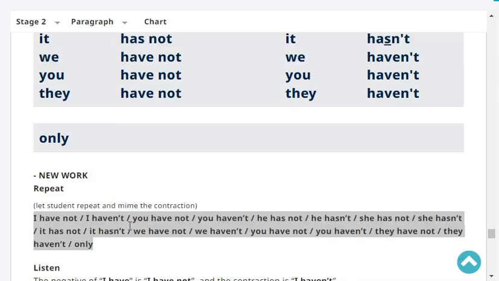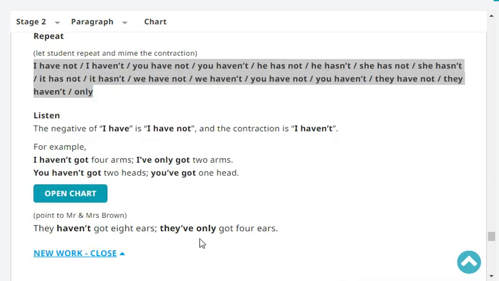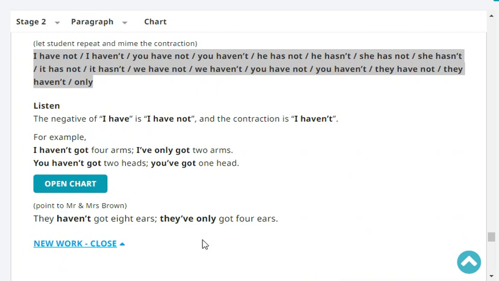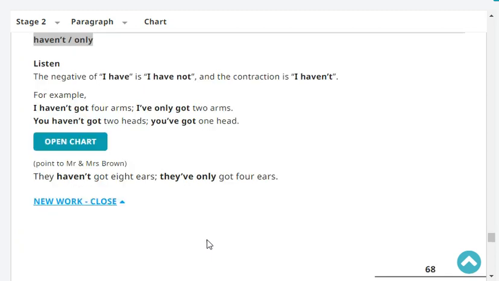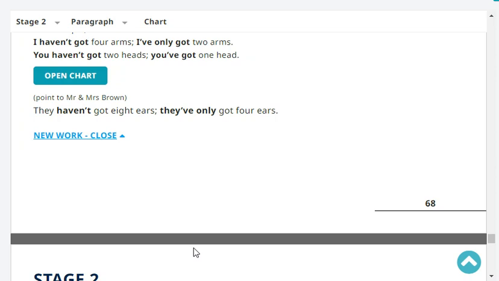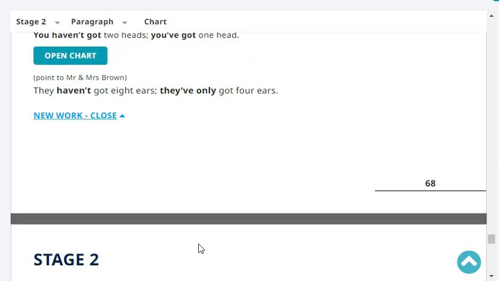Okay, last word is only. Only. Very good. Okay, listen. The negative of I have is I have not. And the contraction is I haven't. For example, I haven't got four arms. I've only got two arms. You haven't got two heads. You've got one head. They haven't got eight ears. They've only got four ears. One, two, three, four. Let's practice.